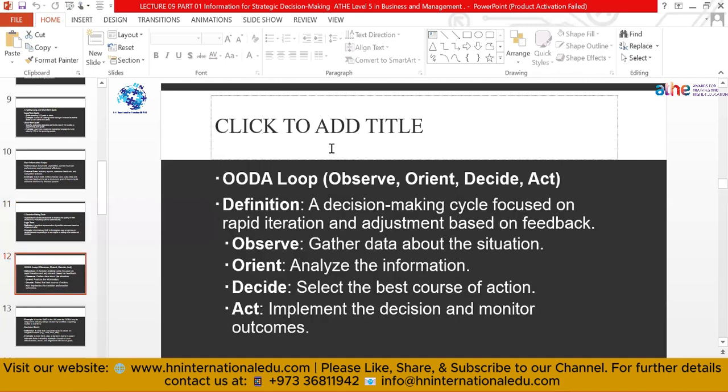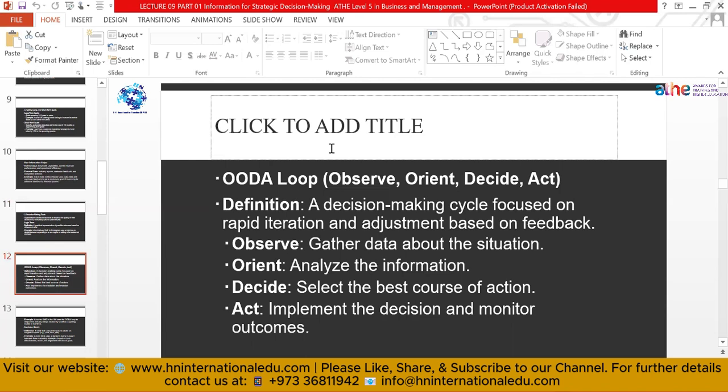OODA loop, that is observe, orient, decide, act. Again, every technique is from your indicative content. These are all the decision-making techniques. Now, a decision-making cycle focused on the rapid iteration and adjustment based on the feedback. Feedback from whom? From the consumers.